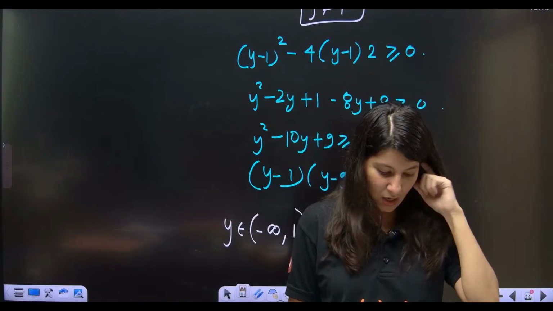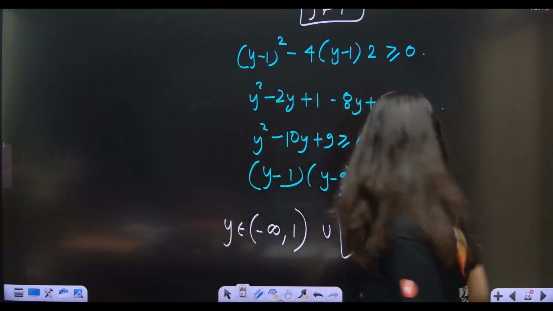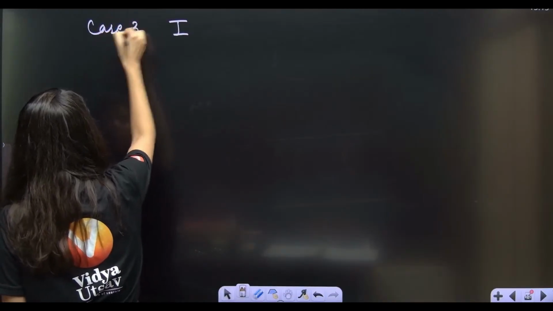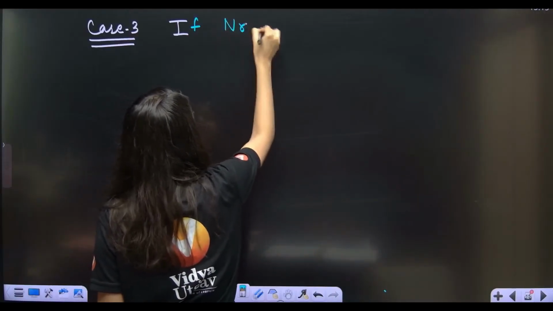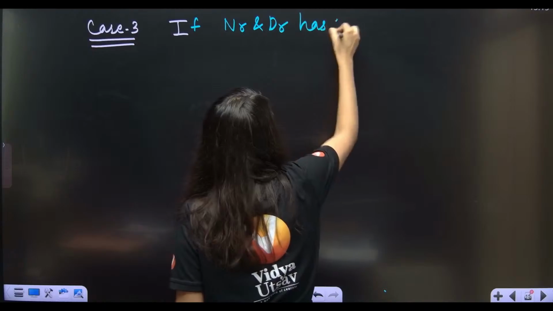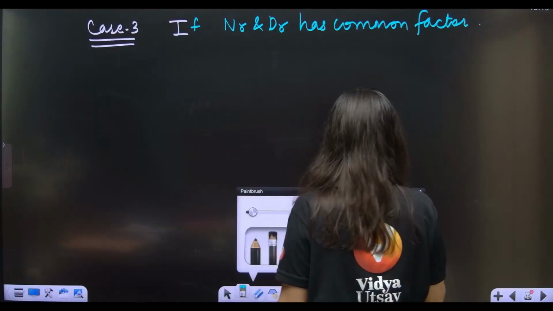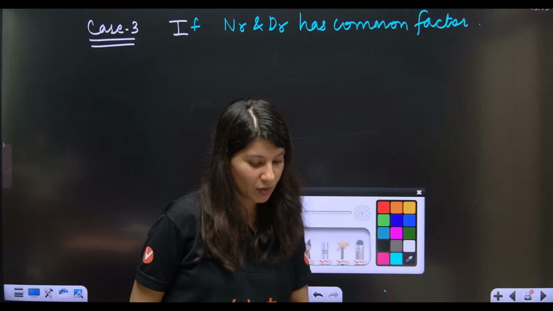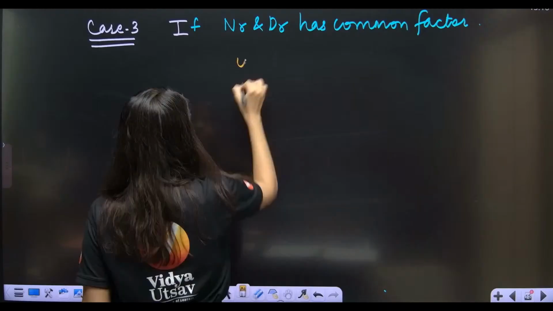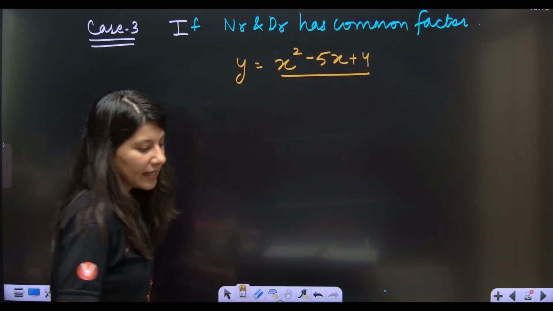Yes. Okay, now let's talk about case number 3. If numerator and denominator have a common factor. Case 3. All right, so what is the question? Y is equal to x square minus 5x plus 4 whole upon x square plus 2x plus 3.